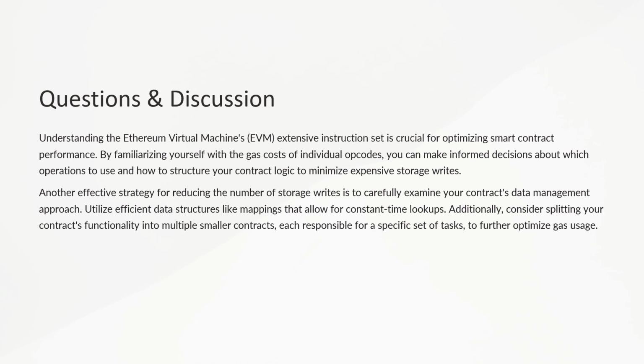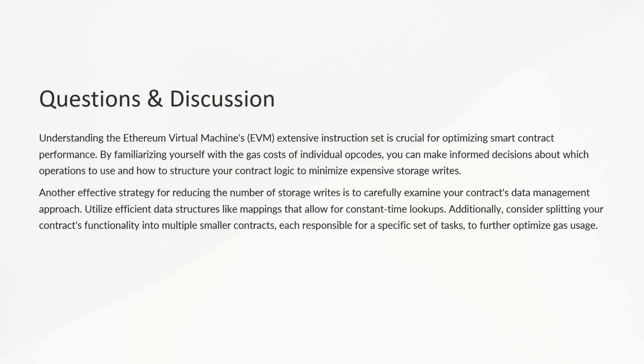Understanding the EVM's extensive instruction set is crucial for optimizing smart contract performance. By familiarizing yourself with the gas cost of various individual opcodes, you can make informed decisions about which operation to use and how to structure your contract logic to minimize expensive storage writes. For example, leveraging memory-based calculations instead of storage updates or batching multiple state changes into a single transaction can lead to significant gas savings for your users.